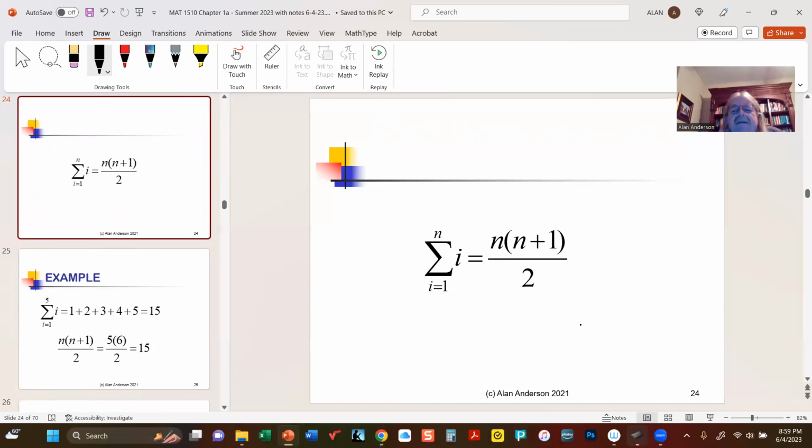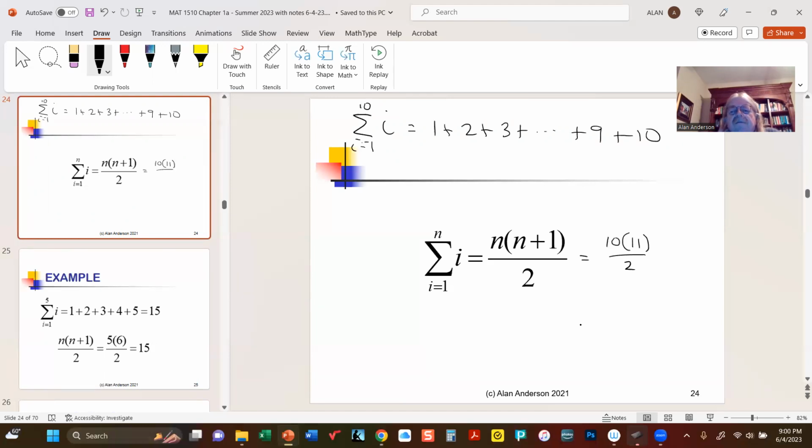Suppose, for example, I had i equals 1 to 10, so 1 through 10. What they're telling us here is that the sum is equal to 10 times 11 over 2, which is 55. Now, there's a clever way you can prove this, by the way. Well, at least not so much prove it, but demonstrate it. Let's do this.